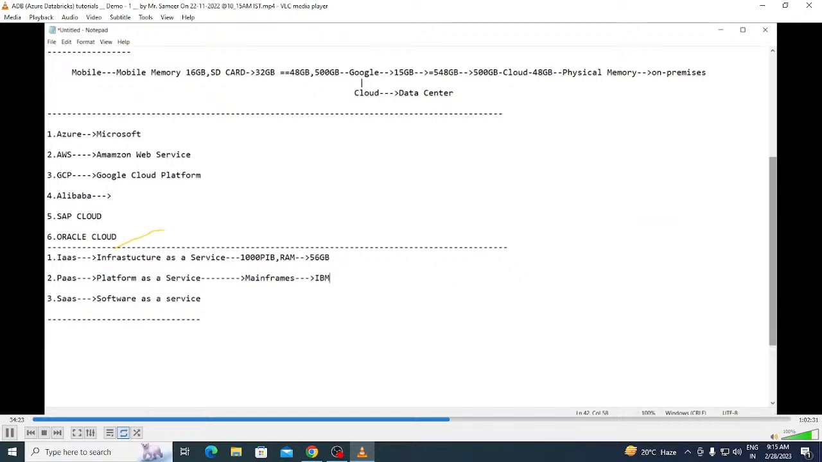IBM. So you need not buy the license of this. You need not worry about the operating system. Simply, you need to inform your cloud provider, Azure, that you require the mainframes operating system. He will take care. And now, guys, suppose you require some softwares.